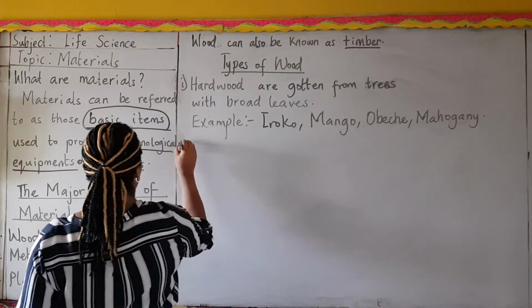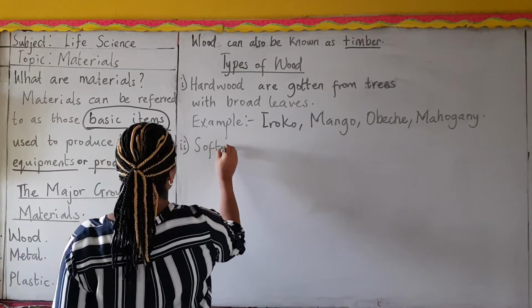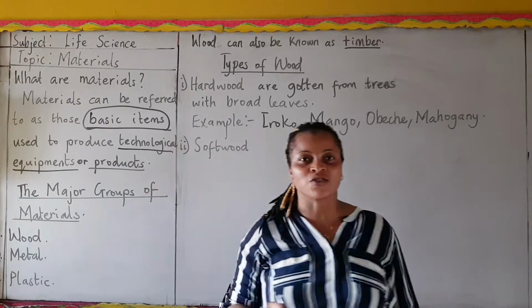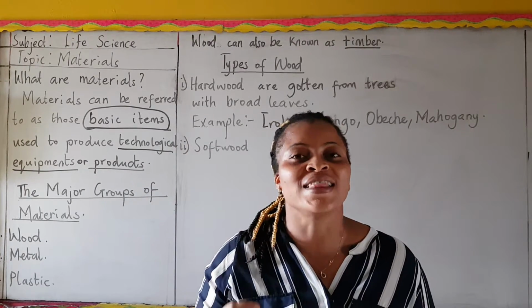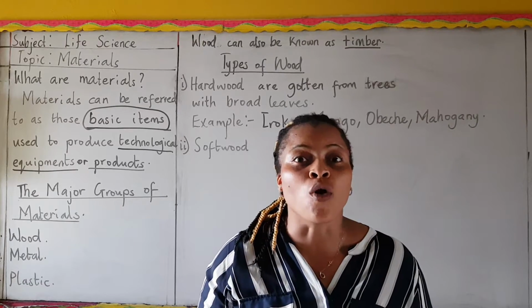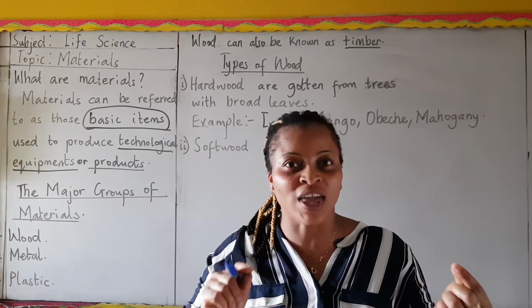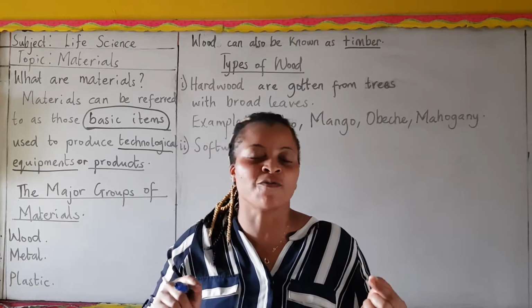Good. Now, we have the one we call softwood. From the name, what do you think softwoods are? Softwoods are gotten from trees that their leaves are what? Tiny. They are like pines, needle-like. The woods that we get from such trees are called softwood.